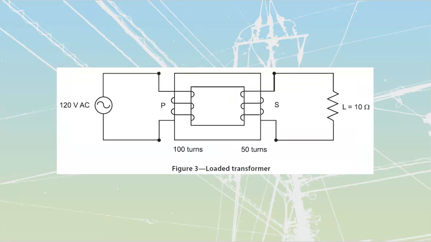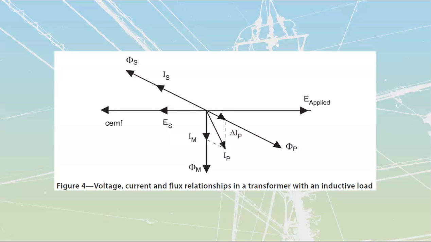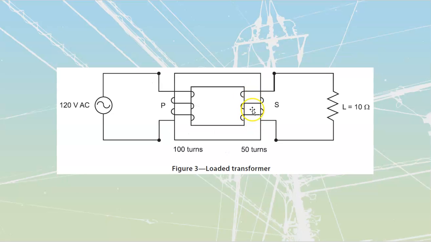Then they say, well, what happens when we go and apply a load to this thing? As soon as we apply a load to this thing, we now complete a path for secondary values of current. When we complete that path for our secondary values of current, we are going to create some lagging effects, because ultimately when we look at it, we see we've got inductance in the two transformer coils, and then we've got resistance over here. So it's going to be an RL type of circuit.